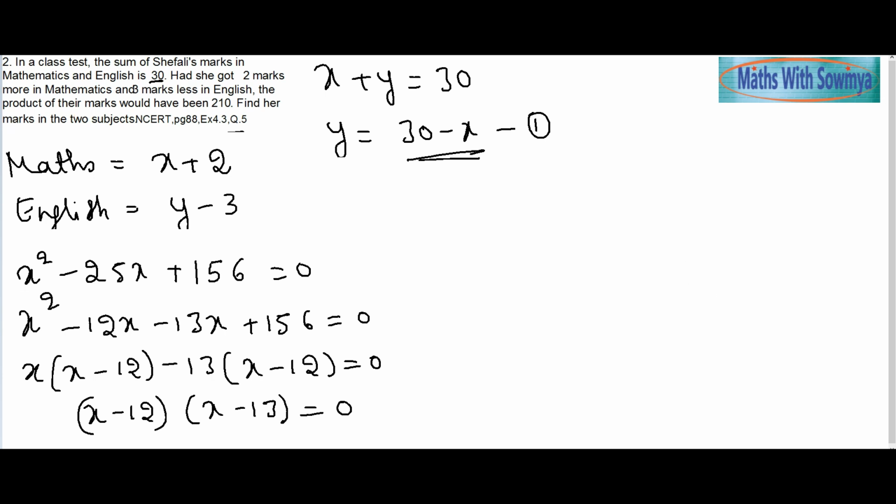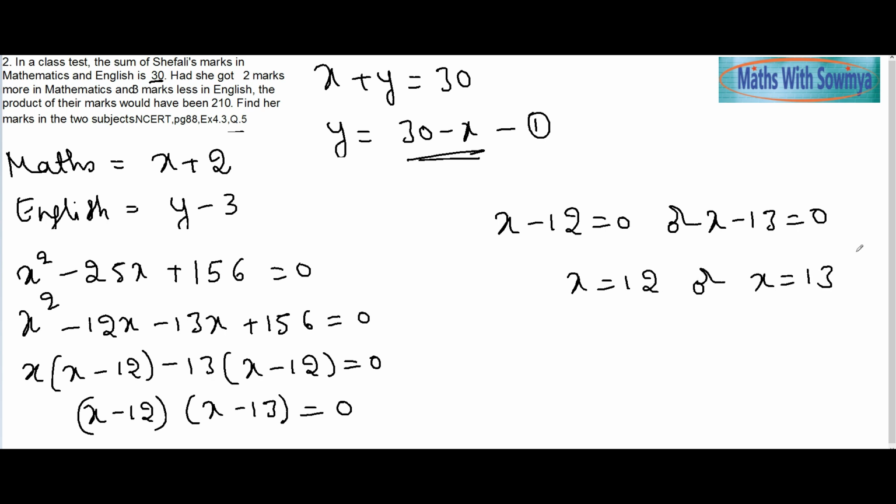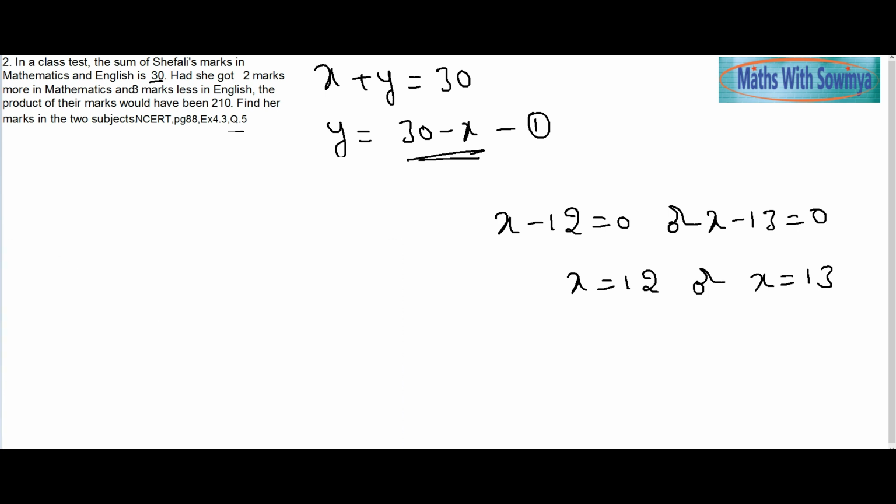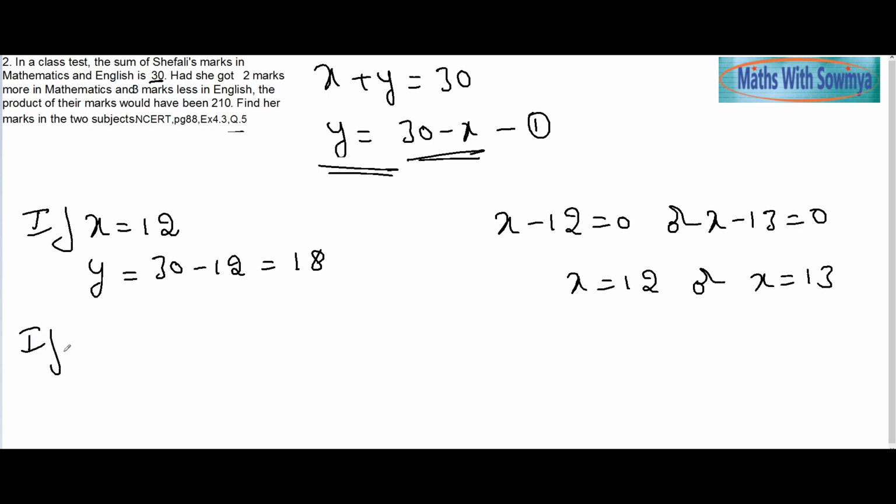So we get the two values of X here. We can say X minus 12 is equal to 0 or X minus 13 is equal to 0. X is equal to 12 or X is equal to 13. So we take the marks of both X and Y here using the value of X. If X is equal to 12, then what will be Y? Y is 30 minus 12, which will be 18. If X is equal to 13, Y is 30 minus 13, 17.